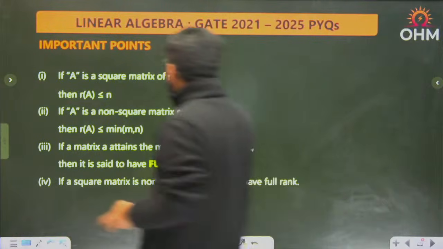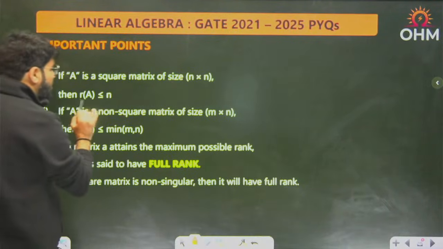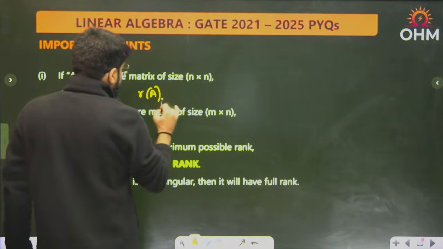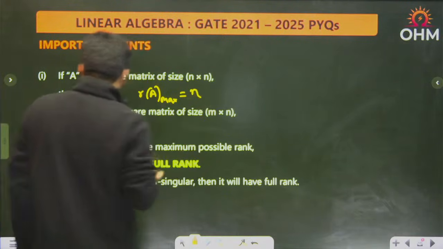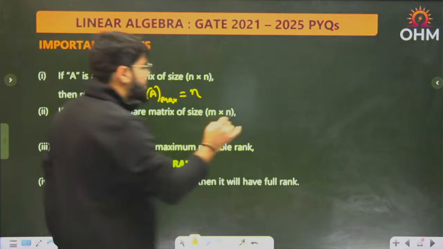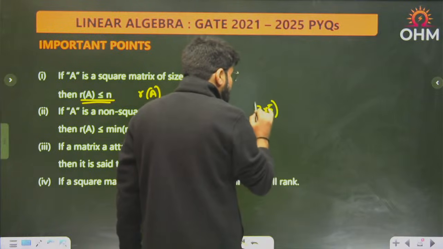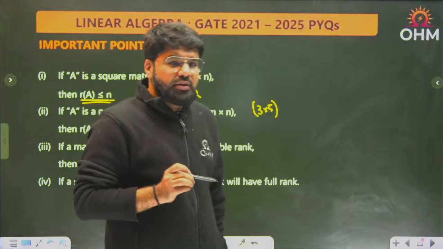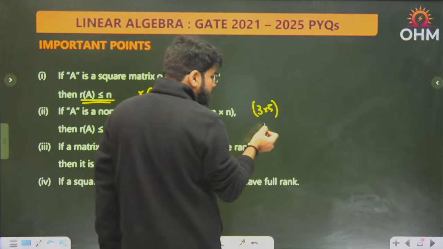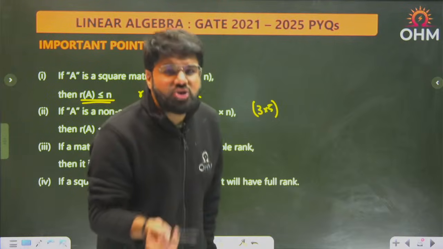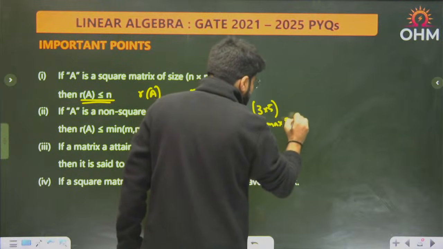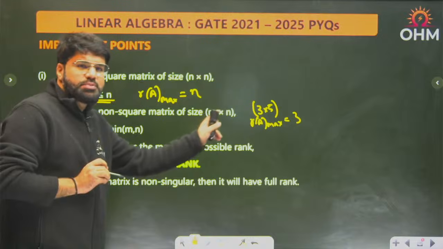Now listen to some important points you should always know about rank. If the matrix is a square matrix of size n cross n, rank will always be less than or equal to n. That means the maximum rank of the matrix is n. If it is a non-square matrix of size m cross n, the maximum rank depends on the minimum of m and n. Why? Suppose there is a 3 cross 5 matrix. What is the maximum minor you can form? The maximum minor is a 3 cross 3 minor; you cannot add a row. If that is non-zero, rank will be 3. So the maximum rank depends on whichever is smaller out of m or n.